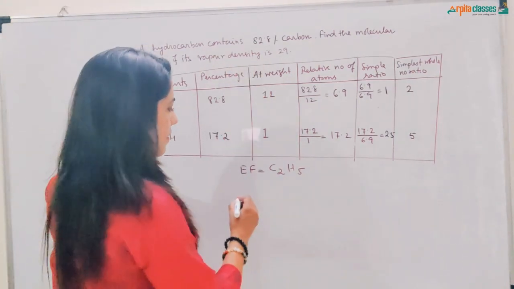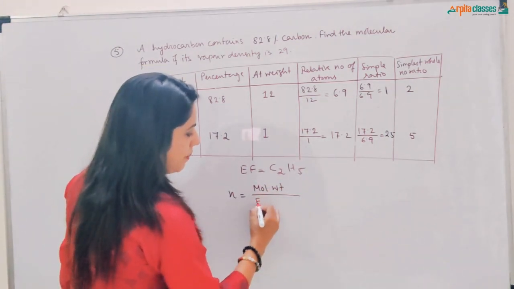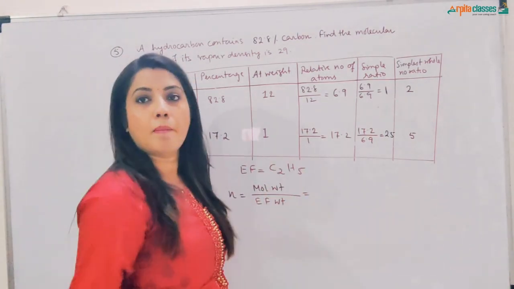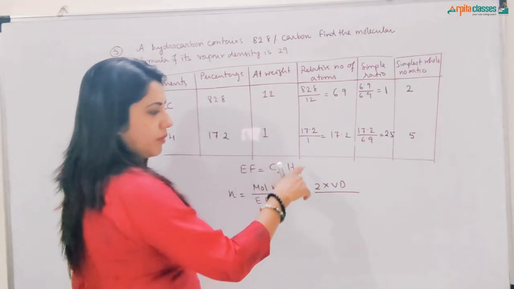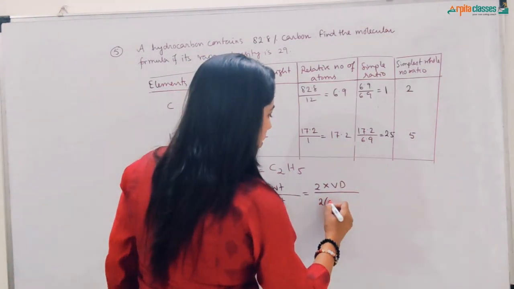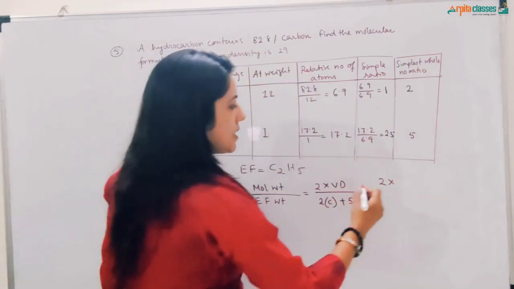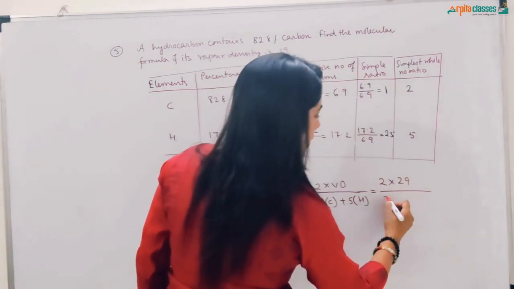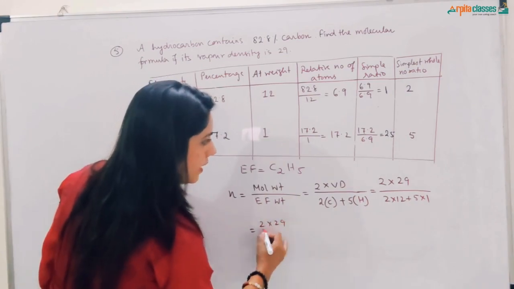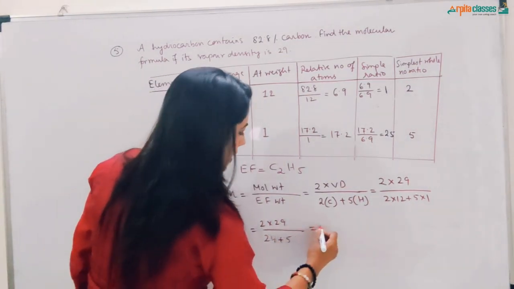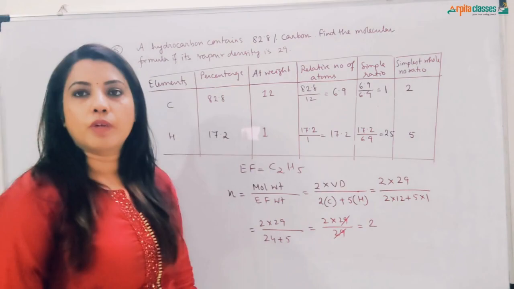Now the vapor density is given, so from here we will find out N. N is equal to molecular weight upon empirical formula weight. And molecular weight is equal to 2 into vapor density. The empirical formula weight we will get from the formula, that is 2 into atomic weight of carbon plus 5 into atomic weight of hydrogen. This is 2 into 29, the vapor density given, divided by 2 into 12 plus 5 into 1. So that's 2 into 29 divided by 24 plus 5. That is 2 into 29 upon 29, which gets cancelled. N is equal to 2.